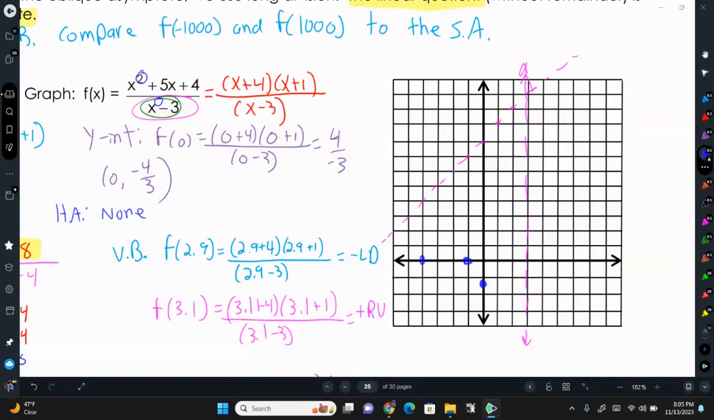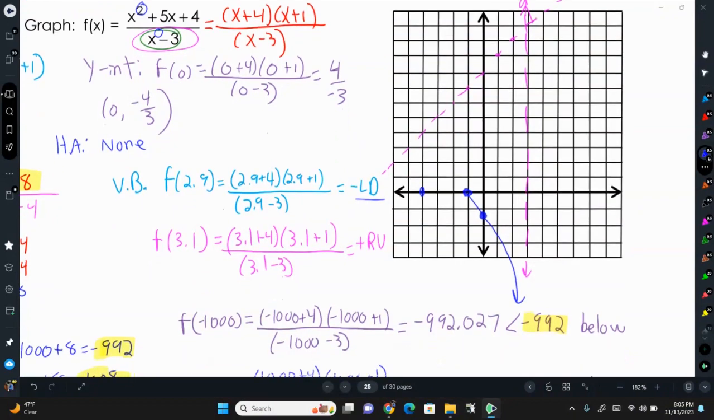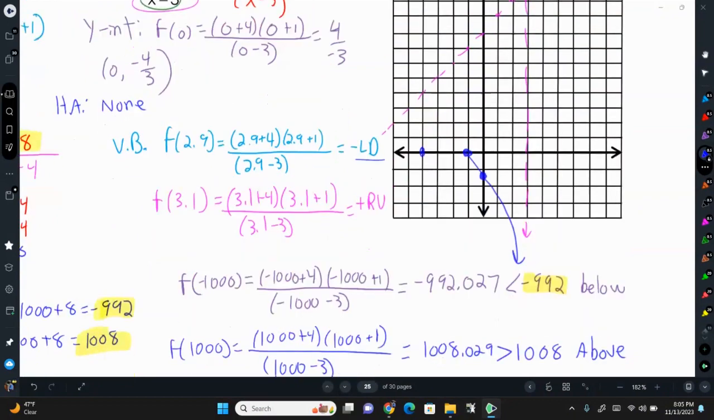So the left side of the graph goes down towards the asymptote. Let me draw that a little bit like that. And the left end behavior stays below our asymptote, so it's going to come up and back down. It looks something like that.